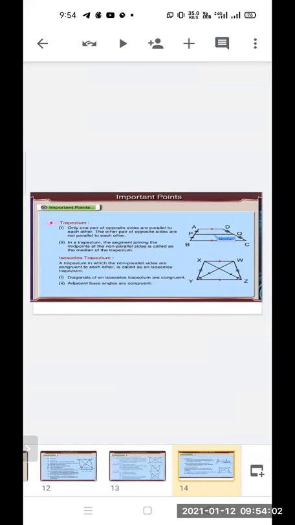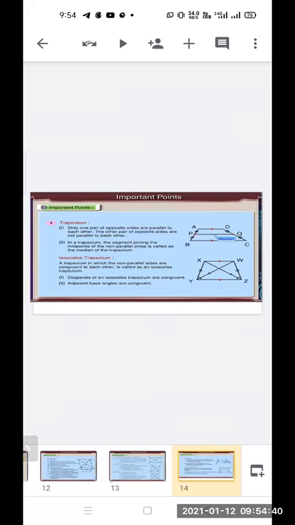Next, we have learned today another form of quadrilateral, that is the trapezium. So what is a trapezium? We have learned the definition of the trapezium. Only one pair of opposite sides are parallel to each other, and the other pair of opposite sides are non-parallel to each other. In a trapezium, the segment joining the midpoints of the non-parallel sides is called the median of the trapezium. I told you what a median is, at the start only I have discussed.